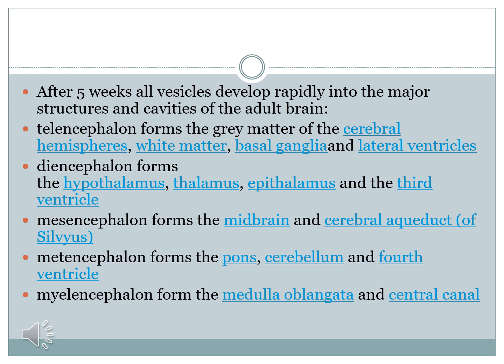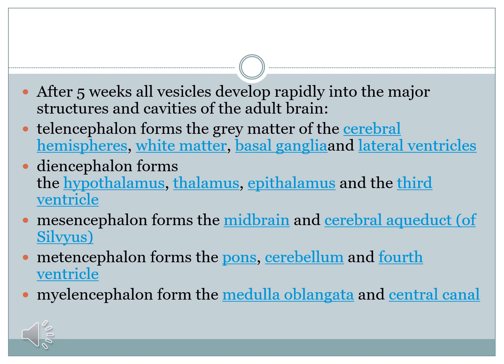For example, the prosencephalon will differentiate into two parts, the telencephalon and the diencephalon. The telencephalon will give the two cerebral hemispheres, the lateral ventricles, the basal ganglia, and the white and gray matter of the brain, while the diencephalon will form the hypothalamus, the thalamus, and the third ventricle. Furthermore, the mesencephalon, that is the midbrain, will form the midbrain, and there is a connecting duct between the lateral ventricles, the third ventricle and the fourth by the cerebral aqueduct of Sylvius, and then the metencephalon will form the pons, the medulla, and the fourth ventricle.